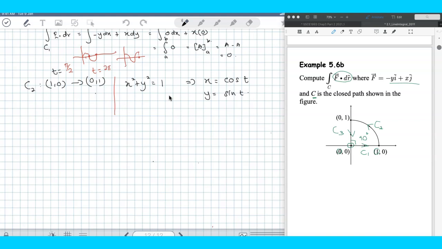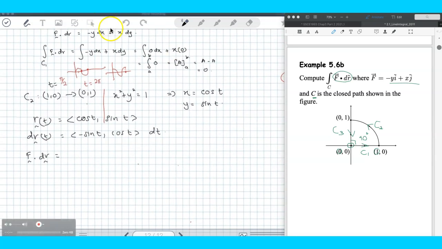Okay, so in this case your vector r of that curve is given by cos t, sin t. So we need to get the dr. So dr is negative sin t, cos t dt. So when you have F dot dr, in general we can use the F dot dr here.